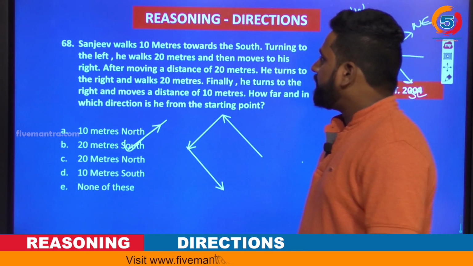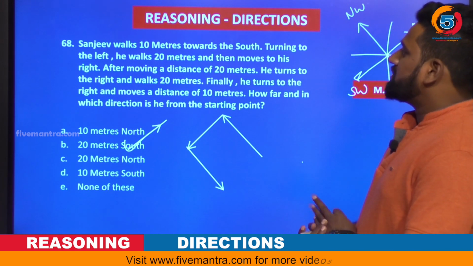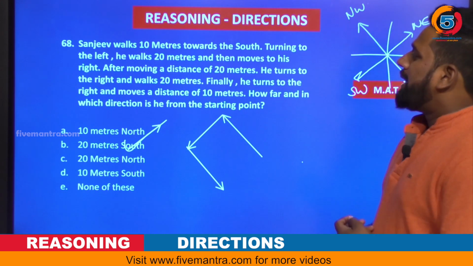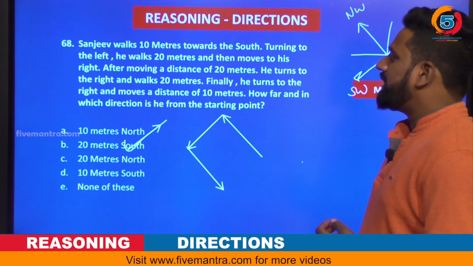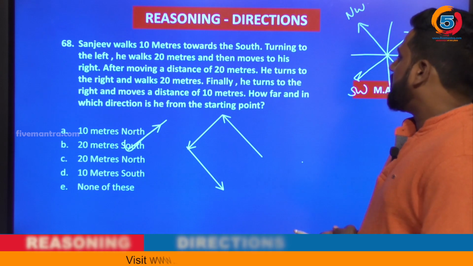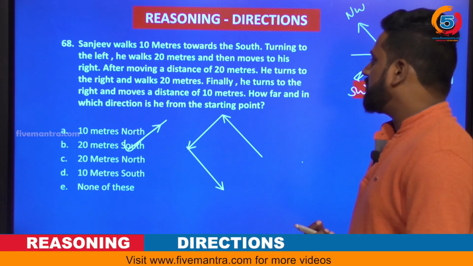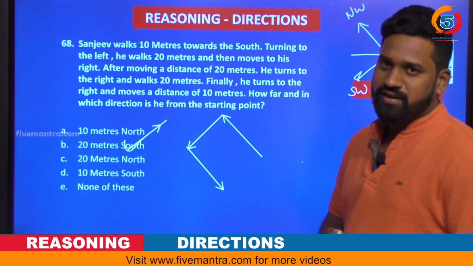So Sanjeev walks 10 meters towards the south. Turning to the left, he walks 20 meters and then moves to his right. After moving a distance of 20 meters, he turns to the right and walks 20 meters. Finally, he turns to the right and moves a distance of 10 meters. How far and in which direction is he from the starting point?